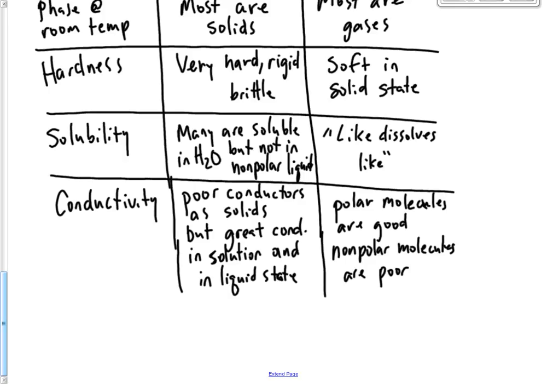With conductivity, you have kind of two scenarios. With the ionic compounds, is it a solid, a liquid, or in solution? That determines its conductivity. With covalent molecules, it's more dependent on whether it is polar or nonpolar. If it's polar, like water, it's going to conduct electricity. If it's nonpolar, it's not really going to conduct electricity because it doesn't have those dipoles to transfer the electrons through. So that is the properties of ionic and covalent compounds as well as intermolecular forces.